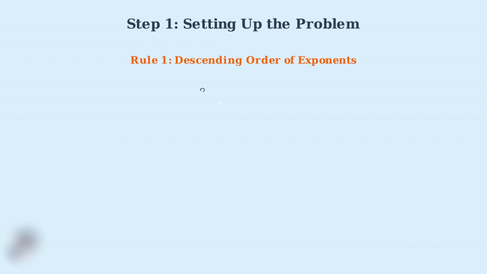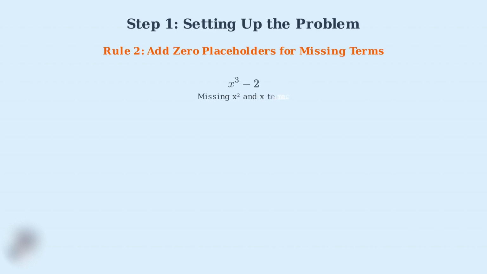The first rule for setting up polynomial long division is to arrange both the dividend and divisor in descending order of their exponents. This means the highest power comes first, followed by the next highest, and so on. The second crucial rule is to include 0 placeholders for any missing terms. If a polynomial is missing an x squared term or an x term, we must write it as plus 0x squared or plus 0x. This ensures proper alignment during the division process.